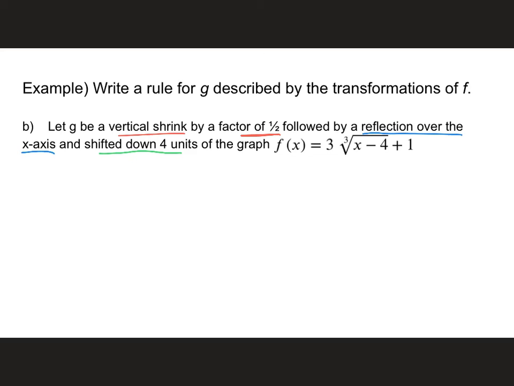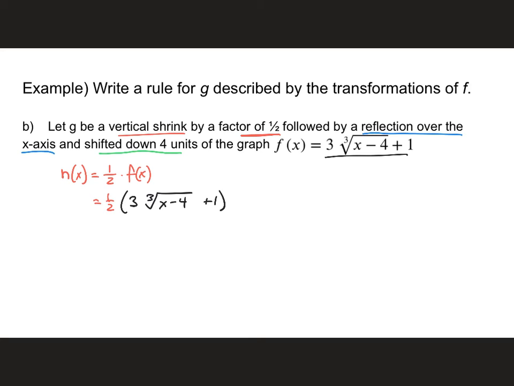So first thing we're going to do is that vertical shrink by a factor of 1/2. If I remember what that means based upon my function notation, that means take the function and multiply it by 1/2. So we're going to take the function h of x is equal to 1/2 times f of x. I'm going to take that whole function and multiply it by 1/2. So here's what that means: it's 1/2 times f of x, and f of x is this whole function right here, so we're going to write it out. Let's see here, 3 times the third root of x minus 4 plus 1.